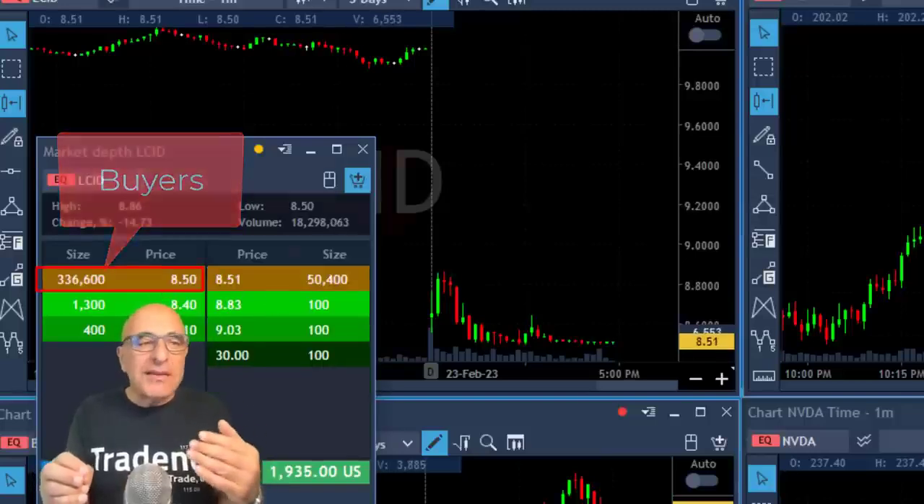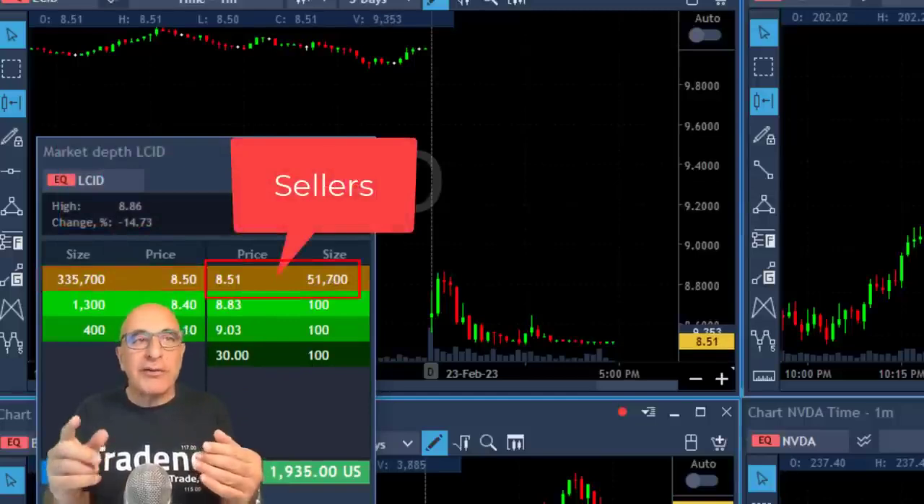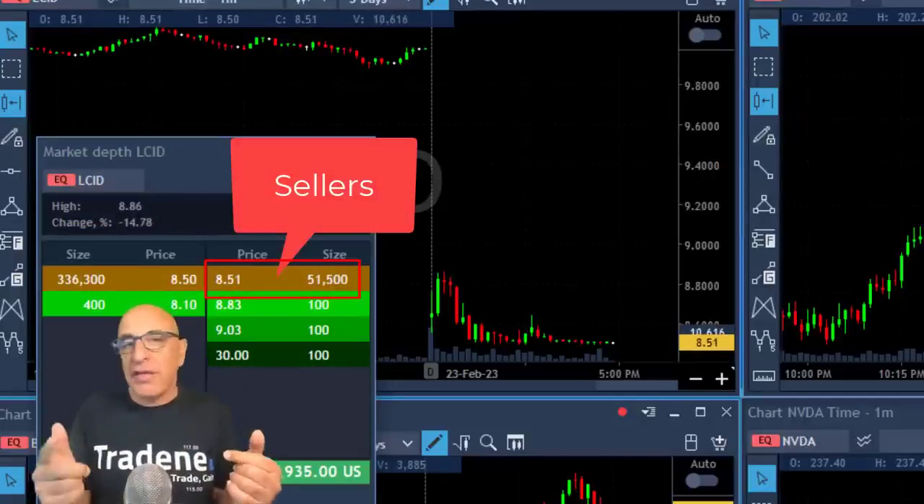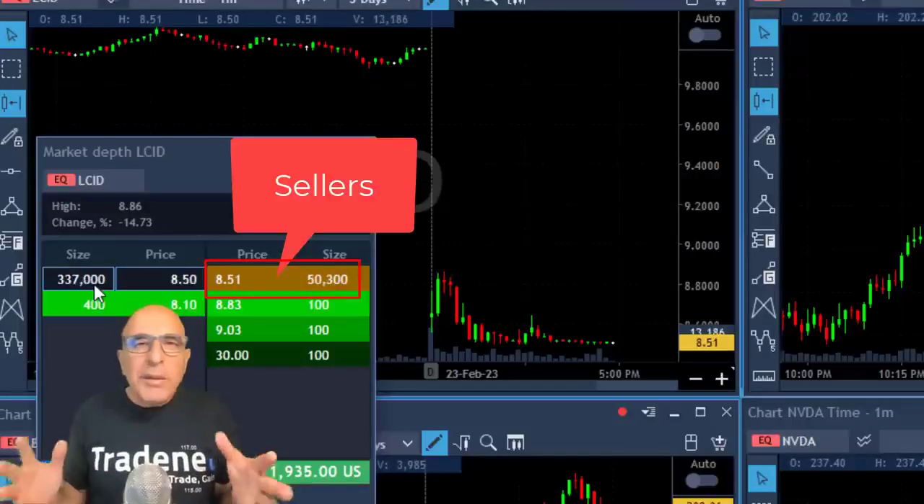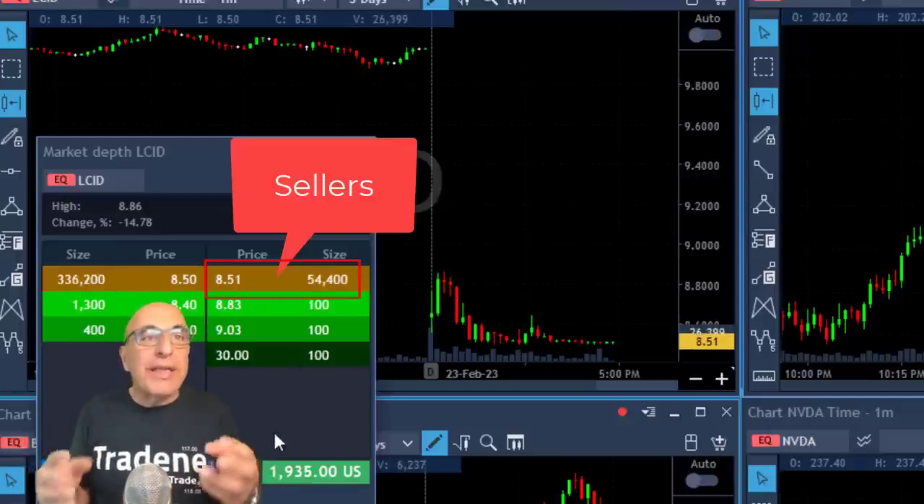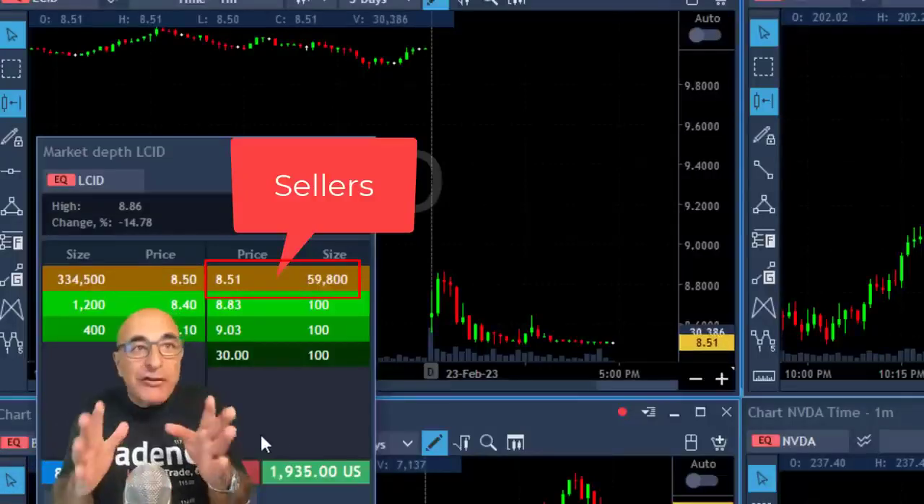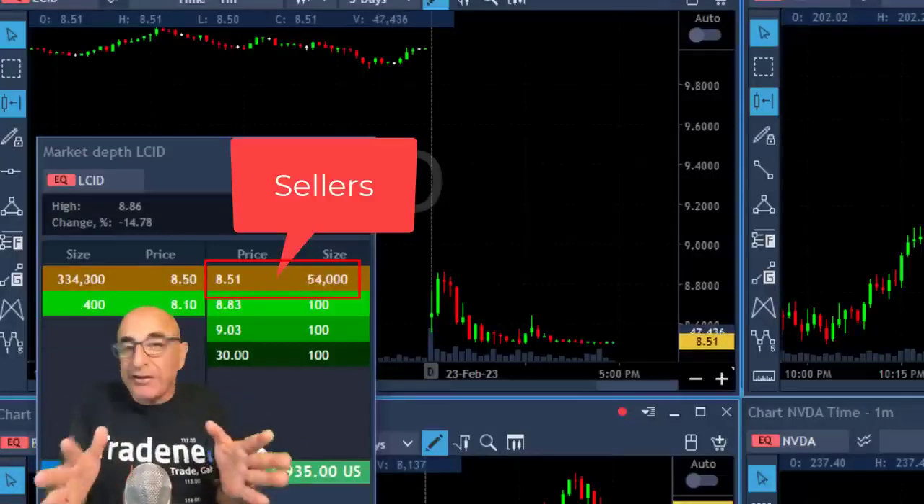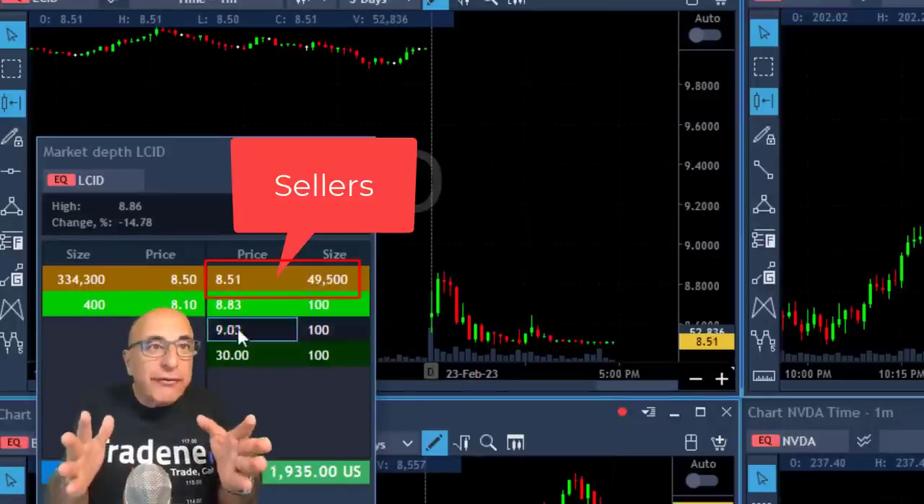Now does that mean that because we have fewer sellers, you can see 851, we've got 50,000 shares, that it's going to move up? Not necessarily. It only means that it's going to move up if the number of sellers comes down. Now the number of sellers is 50,000 shares, so make sure it's not coming down. Just keep watching the sellers. Watch the sellers. They are at 50, 40.